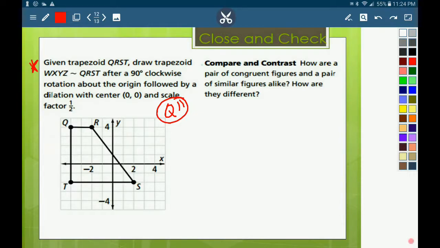Then you're going to compare and contrast. How are a pair of congruent figures and a pair of similar figures alike, and how are they different? Go ahead and enter your responses and ask any questions if you need help phrasing your answer to the second close and check question.